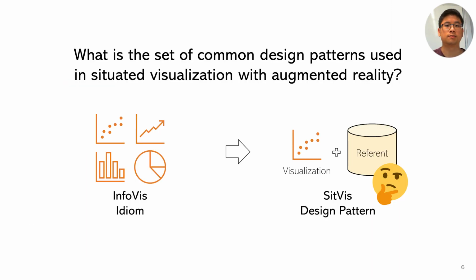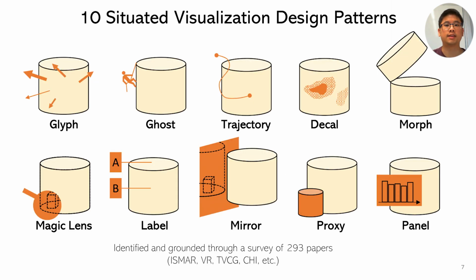This led us to the question, what are the common design patterns used in situated visualization with augmented reality? In the same way that we use idioms to describe distinct designs in InfoVis, what is the equivalent for situated visualization? To this end, we proposed 10 design patterns of situated visualization.